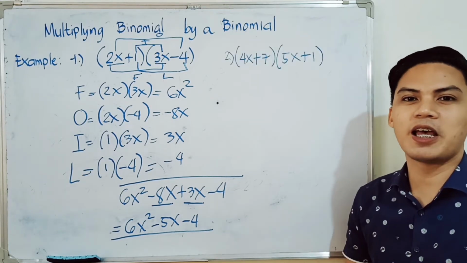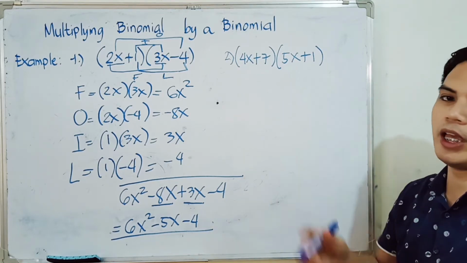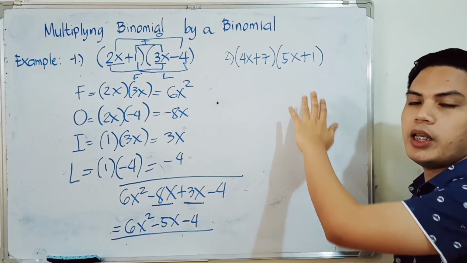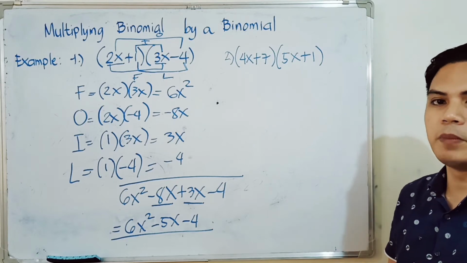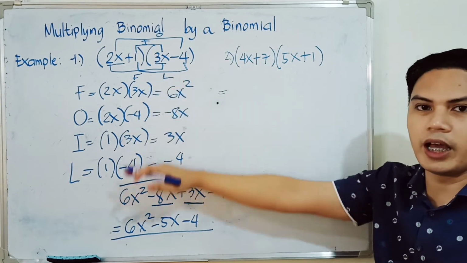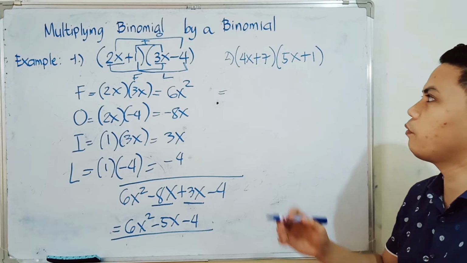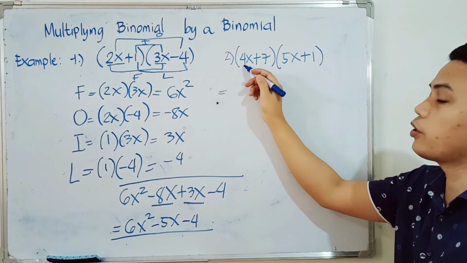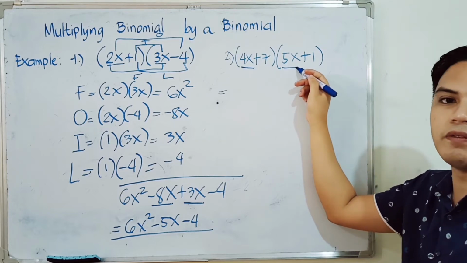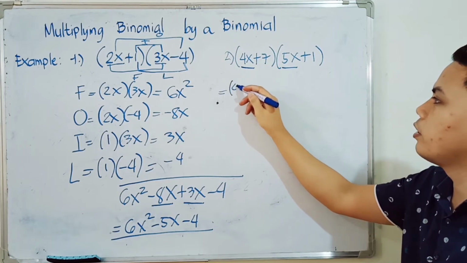Now, how about the second example? We have the quantity of 4x plus 7 times the quantity of 5x plus 1. So again, since it is a binomial multiplied by another binomial, we're going to follow the FOIL method. If you are already used to it, we don't have to write everything. Okay? So, first we multiply the first terms. Again, the first terms are the first terms of each binomial. So, we're going to multiply 4x and 5x. So, 4x times 5x, I'll write it first.